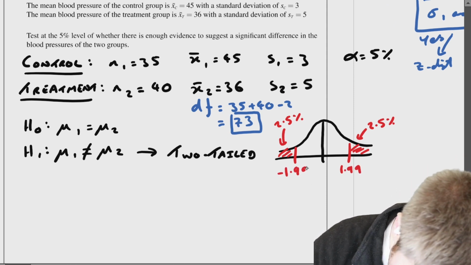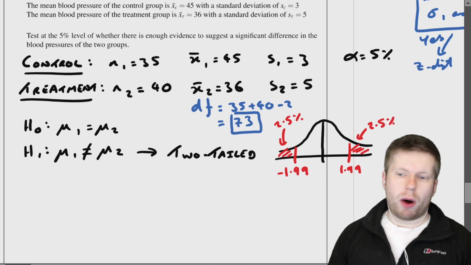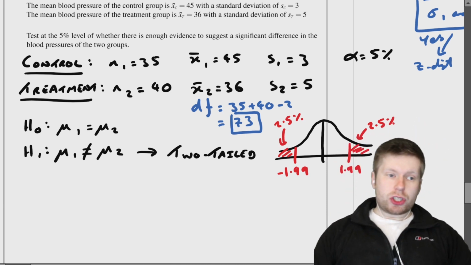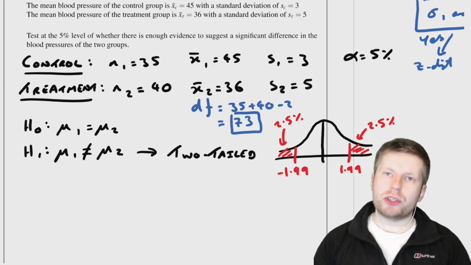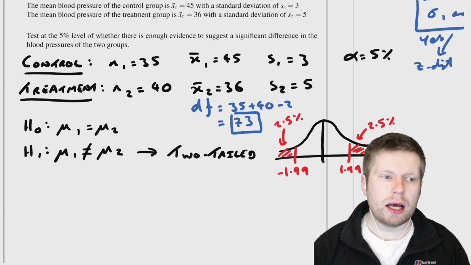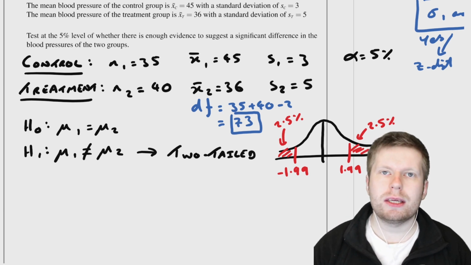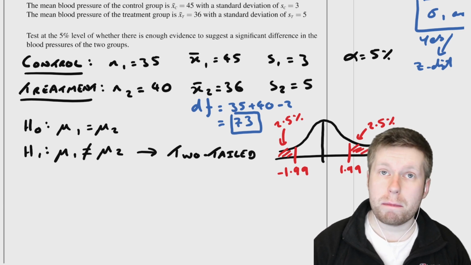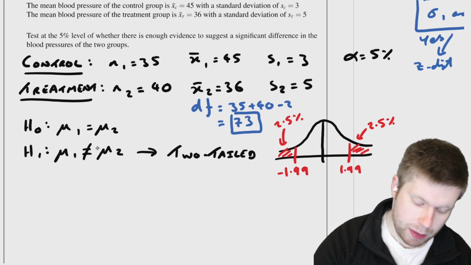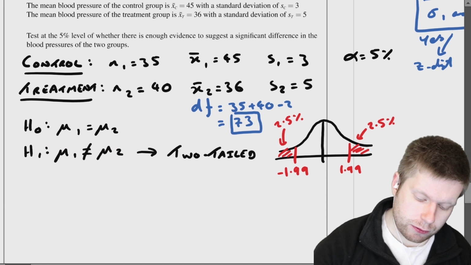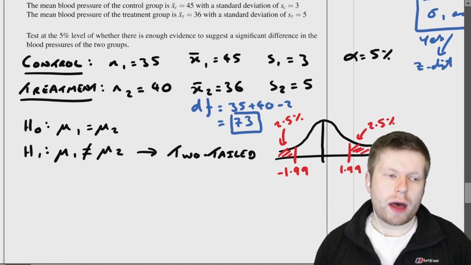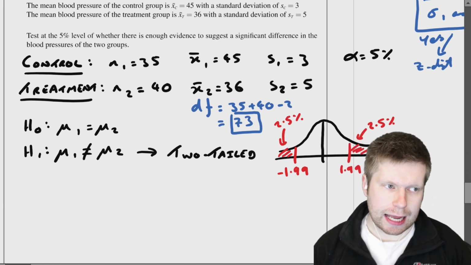So in other words, when I calculate the difference in my sample means, if that sample data lies further than 1.99 units of standard deviation from the hypothesized difference in the means, then I know that I can reject the null hypothesis. So let's have a look at that.